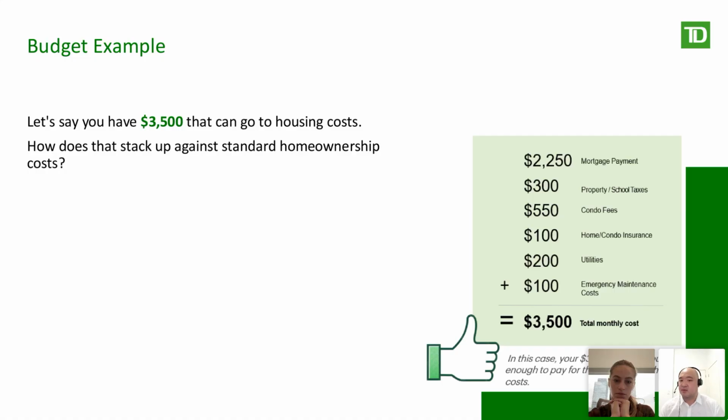At today's rates, and rates are always subject to change, but let's say this would be for a mortgage in and around $400,000, give or take. And then on top of that, you'd have your property taxes and school taxes, condo fees per month, home insurance, utilities, and emergency maintenance costs. With the emergency and maintenance costs, if you're more conservative like myself, this may not be enough.